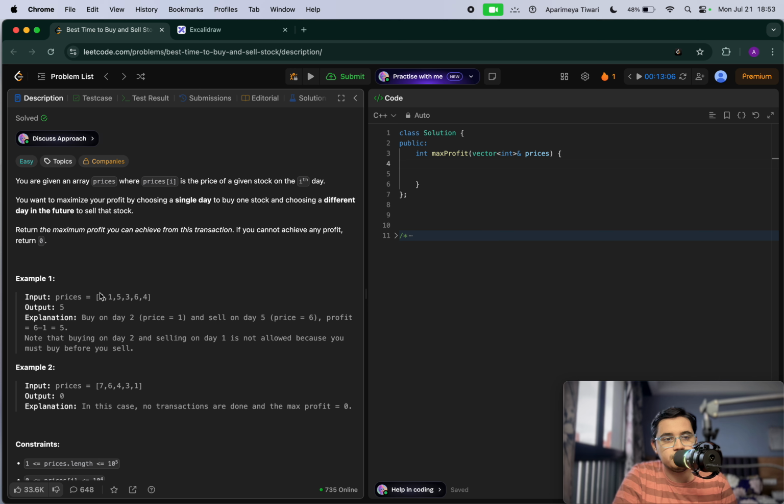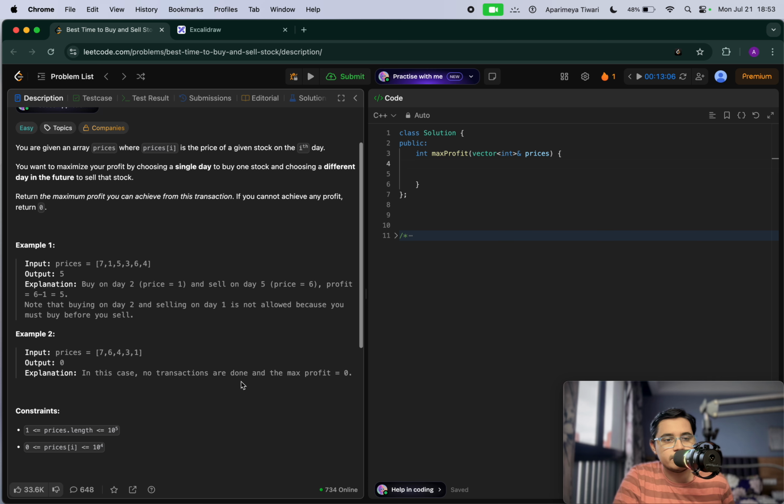So you have to search for the maximum profit that you can get. And for that, it's clear we have to always look ahead of the given element. And that will probably make more sense when I actually draw it out and explain the solution. And let's look at the other example.